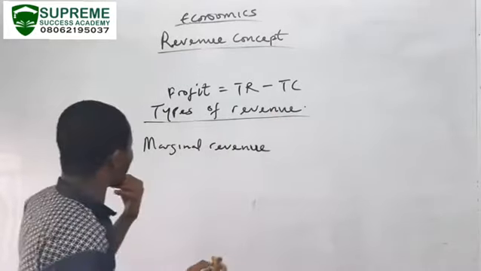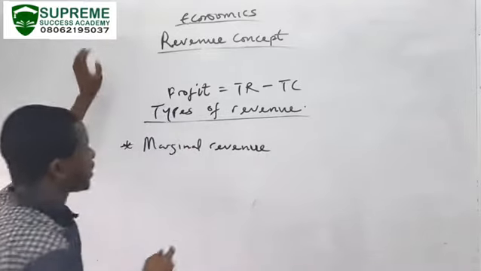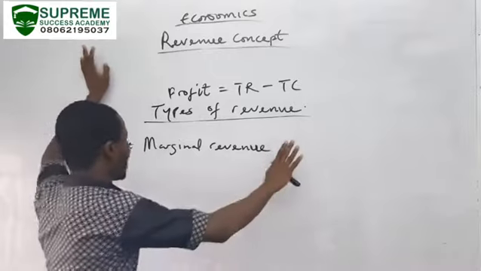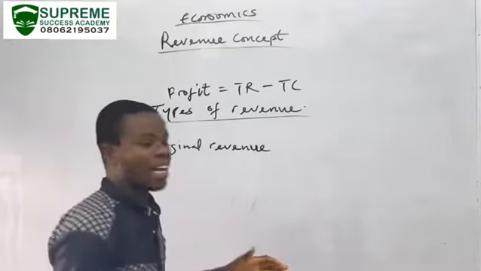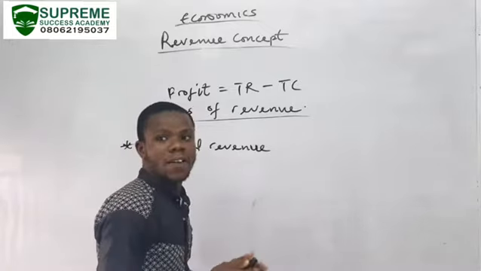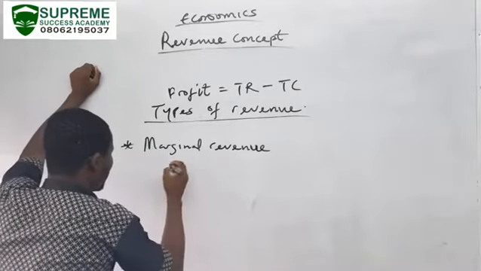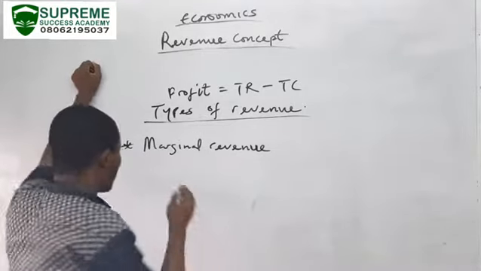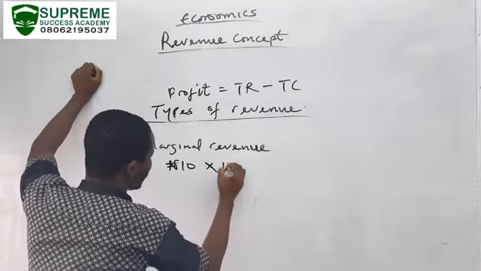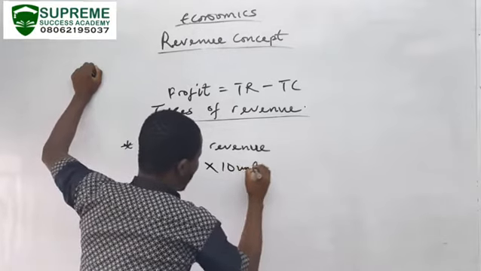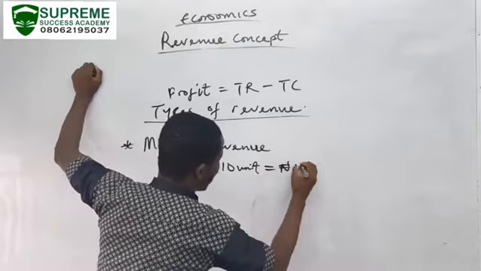So marginal revenue is the revenue generated from the sale of additional units added to the total revenue. For instance, let's assume the selling price of a particular firm is 10 naira and 10 units were sold initially. That is, the total revenue will be 100 naira.